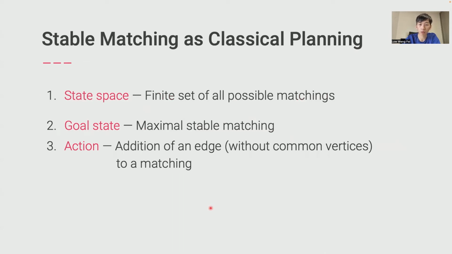In the context of this module, the stable matching problem can be cast as a classical planning problem, where the state space is the set of all possible matchings, the goal state is the maximal stable matching, and the action is the addition of an edge to a matching.